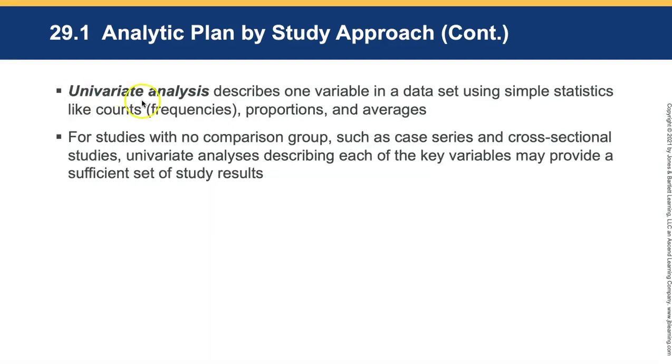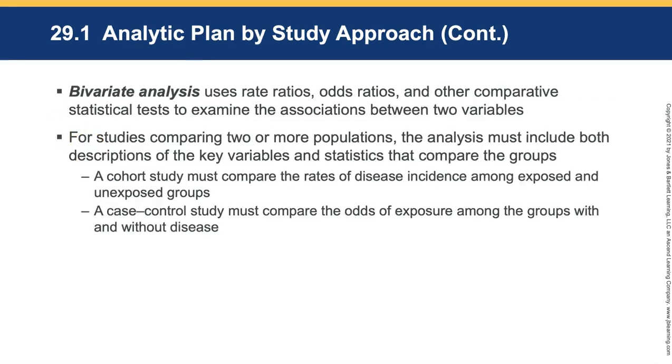So if univariate analysis is descriptive biostatistics, bivariate analysis by definition then would be comparative, because if you take apart the word, bi meaning two, bicycle is a cycle with two wheels, variate, two variables, two variable analysis. We will be using rate ratios to compare populations, odds ratios to compare populations, and other comparative statistical tests to examine the associations between the two variables. And remember, we are studying associations.